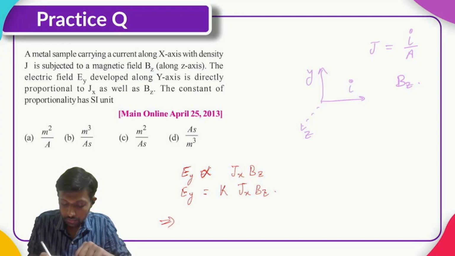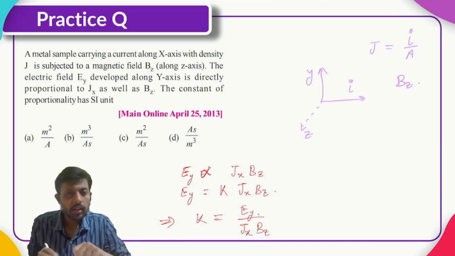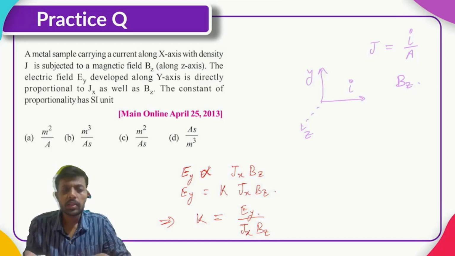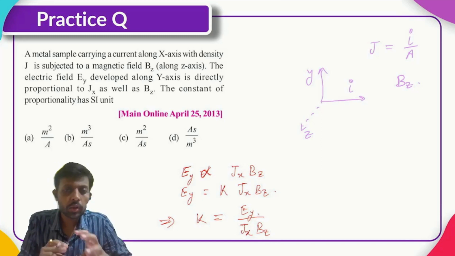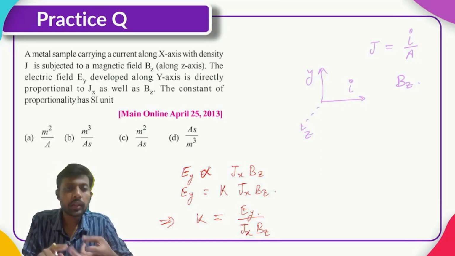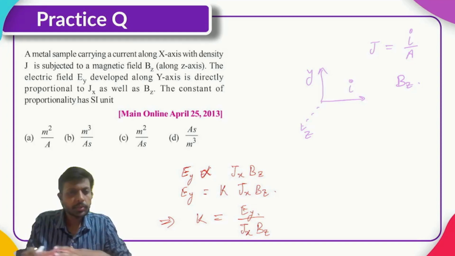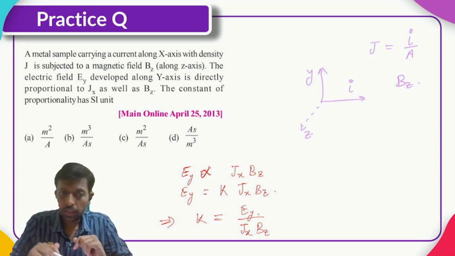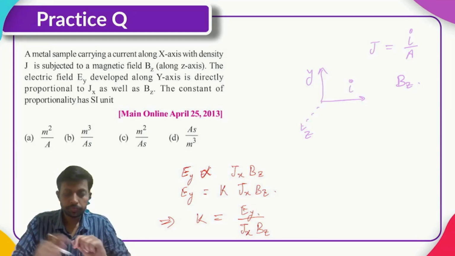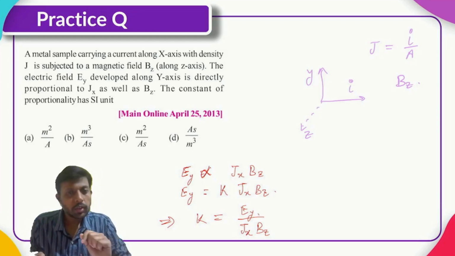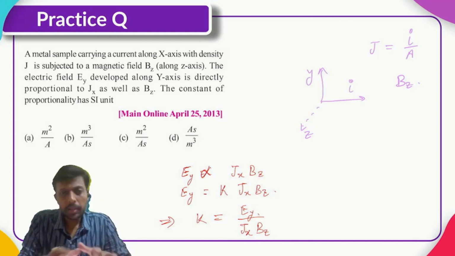This tells me that k can be expressed as Ey upon Jx Bz. So essentially what we have to do is find the individual units of electric field, magnetic field and current density, substitute it here and find the unit of K. That's what we have to do. Let's do that quickly. What is the unit of electric field? How do we find that?